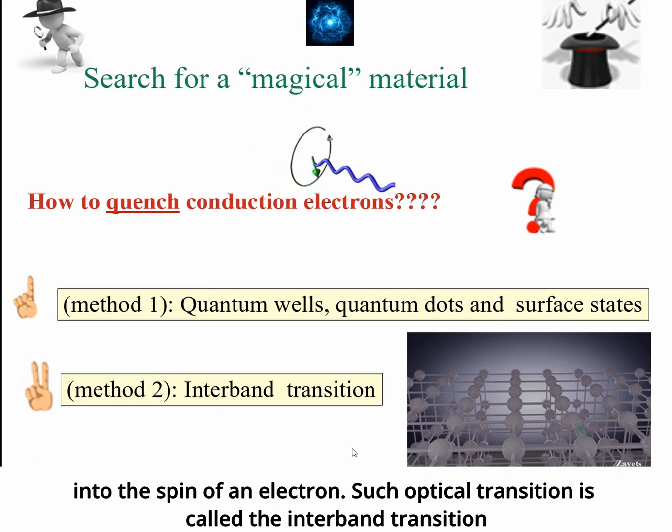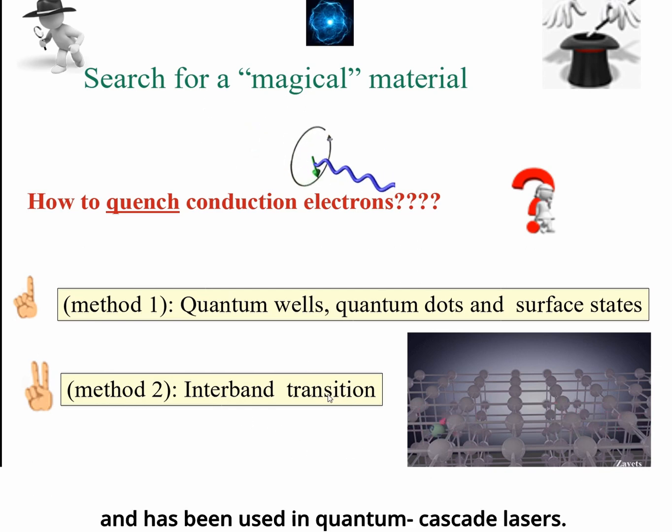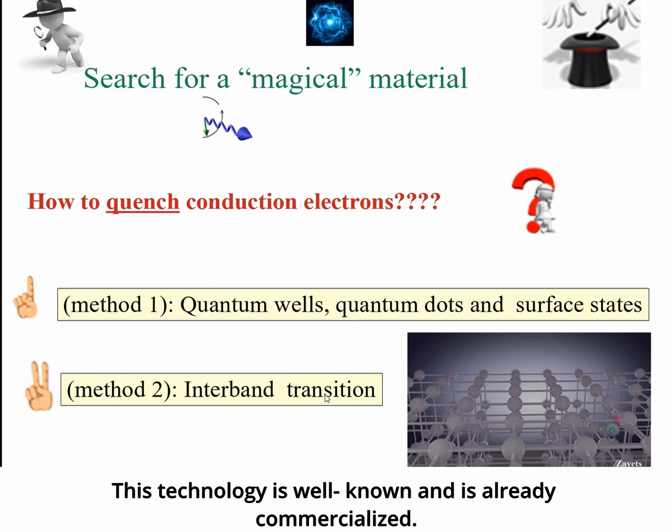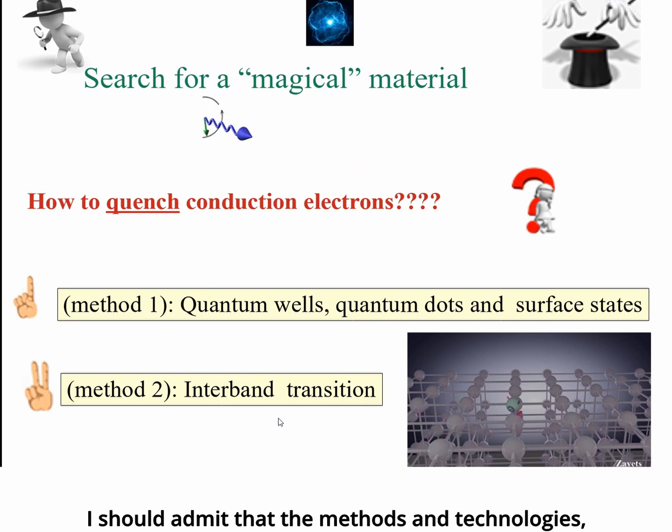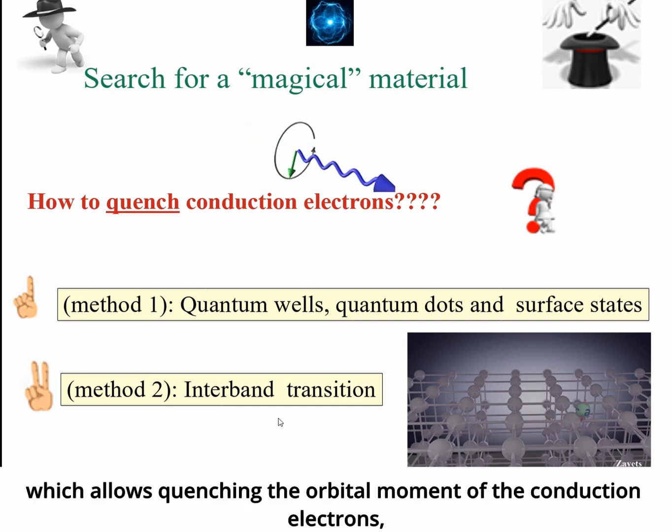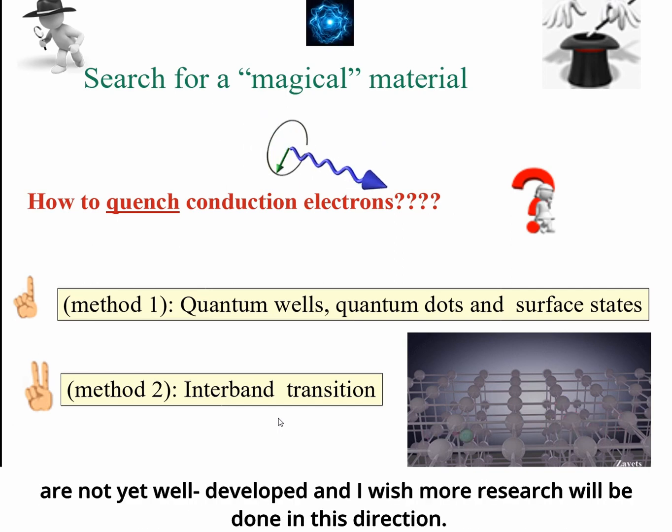Such an optical transition is called the intersubband transition and has been used in quantum cascade lasers. This technology is well known and is already commercialized. I should admit that the methods and technologies which allow quenching the orbital moment of conduction electrons are not yet well developed, and I wish more research will be done in this direction.